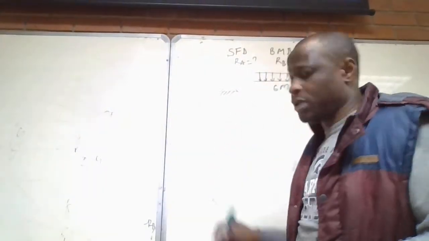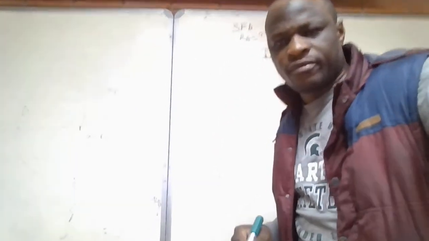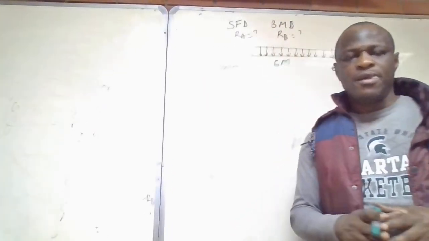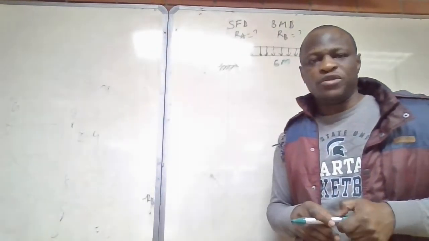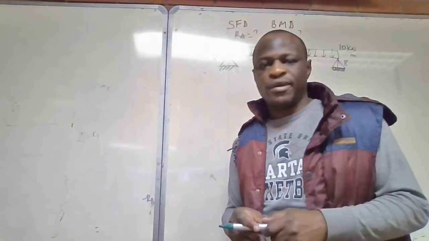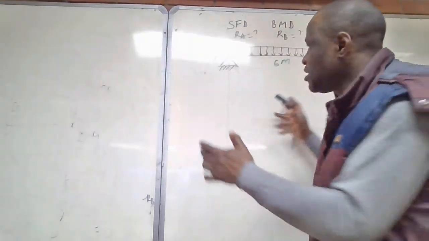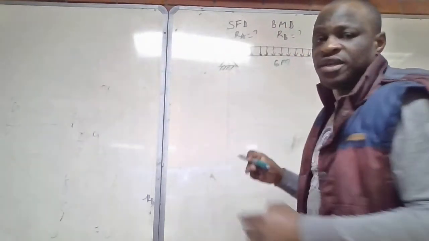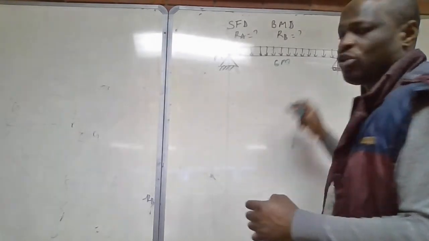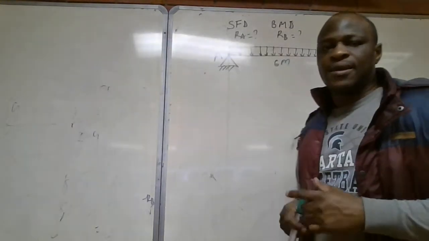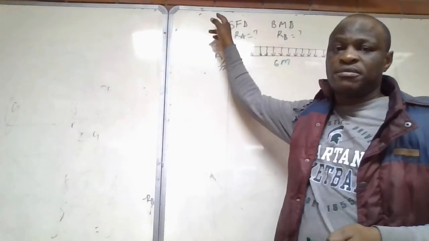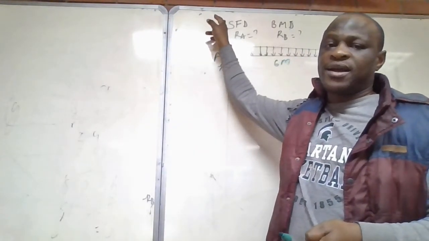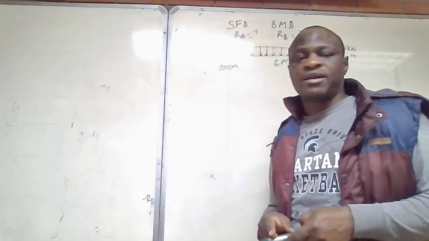Right. Another question. Still dealing with the shear force and the bending moment diagram. Here we have a UDL, a uniformly distributed load. But in this case, this uniformly distributed load is on the whole length of the beam, which is equal to 6 meters. And we are requested to draw the shear force diagram, the bending moment diagram.